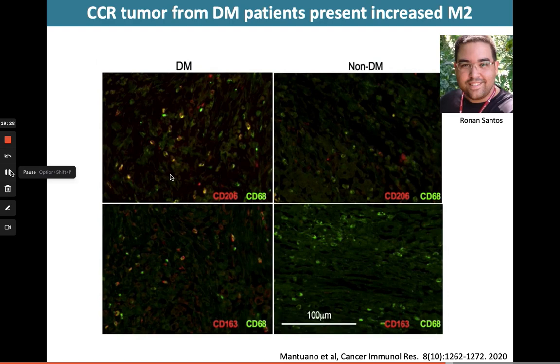So if our data are right, colorectal tumors from patients with hyperglycemia or diabetic patients would have more M2 macrophages. And so we had the samples and we analyzed the presence of M2 macrophages using the CD206 antibody, that is in red here. And we see that in patients that had hyperglycemia, we can see more red cells, more M2 macrophages, than we see in normal glycemic patients.